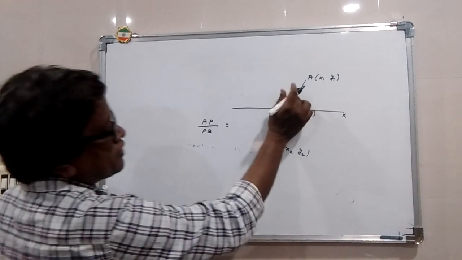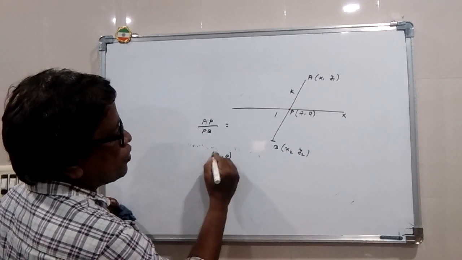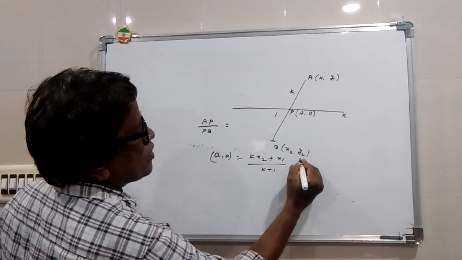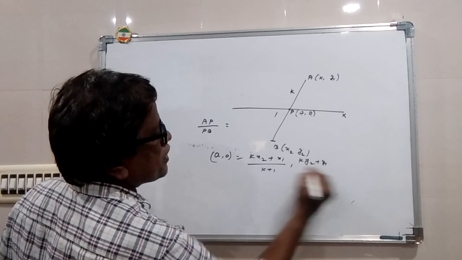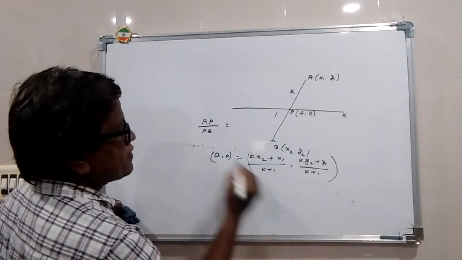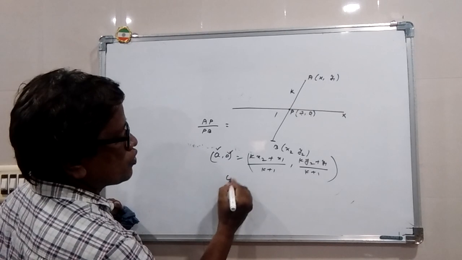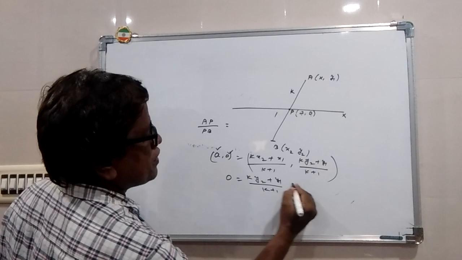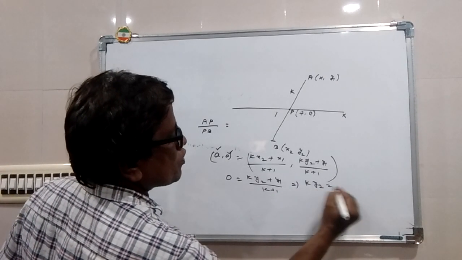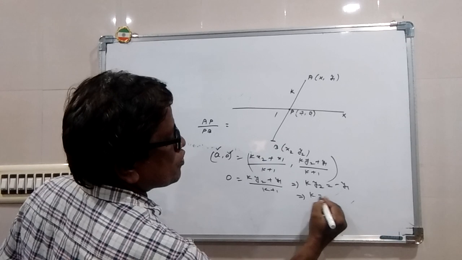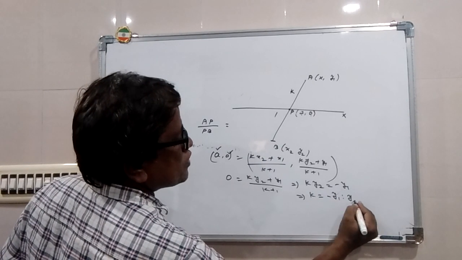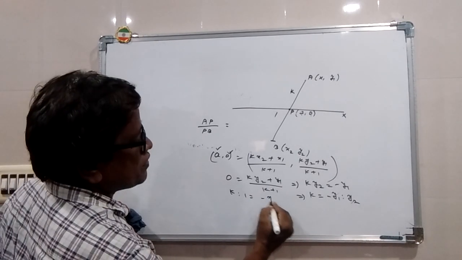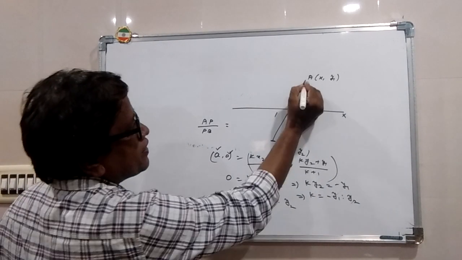If you take the section formula, then A0 equals (kx2 plus x1) by (k plus 1) and (ky2 plus y1) by (k plus 1). Here a is an unknown value but 0 is a known value. So 0 equals (ky2 plus y1) by (k plus 1). So ky2 is equal to minus y1, so k is equal to minus y1 by y2. So the ratio will be minus y1 is to y2.